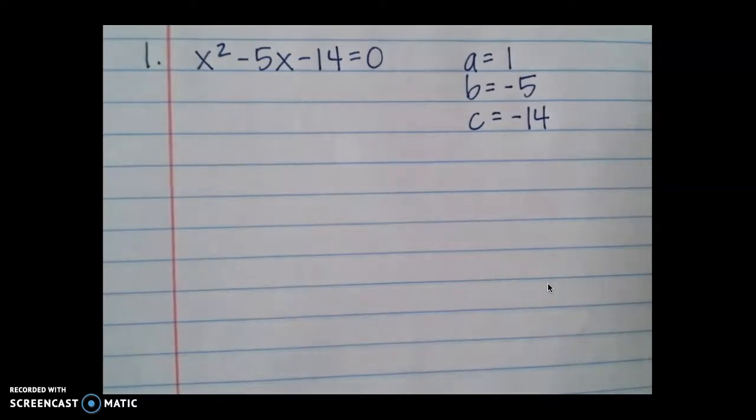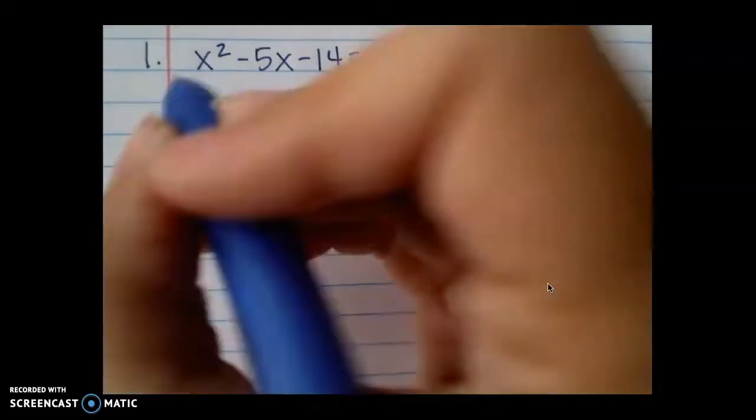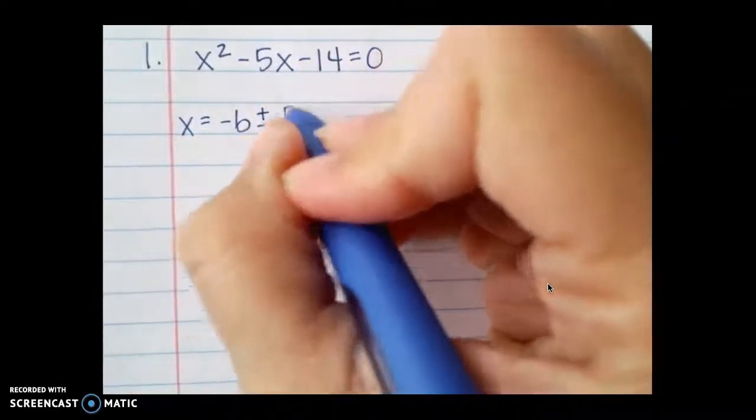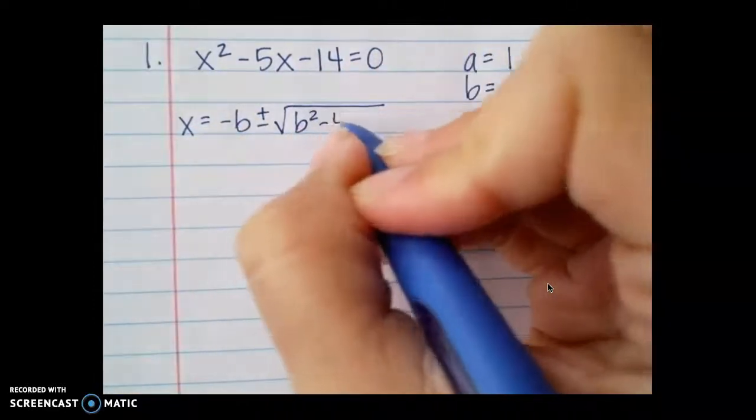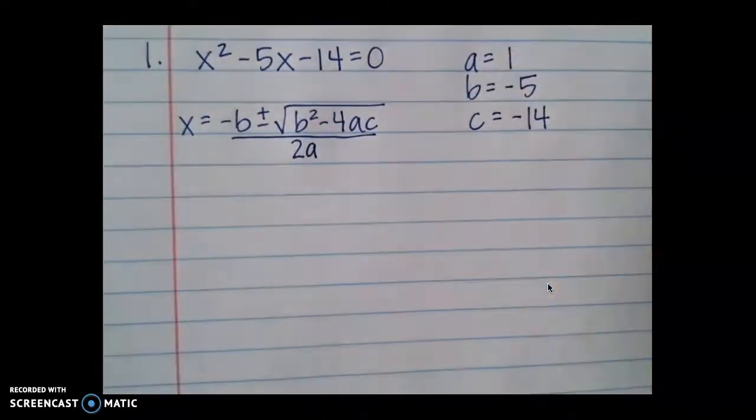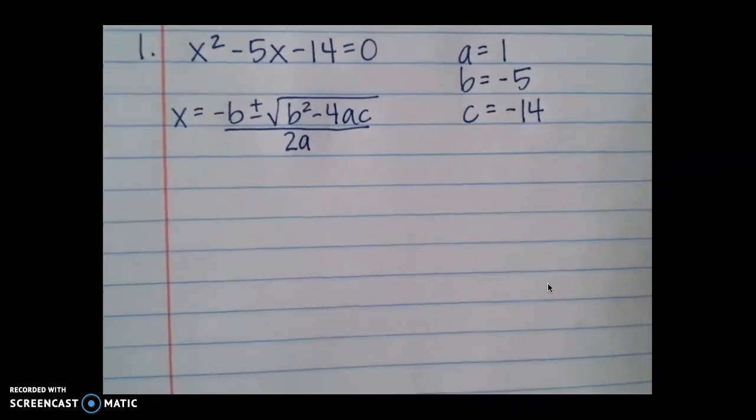Okay, now let's write down your little song. X equals opposite b plus or minus the square root of b squared minus 4ac all over 2a. Okay, you guys better be singing that in your kitchen at home or wherever you're at.